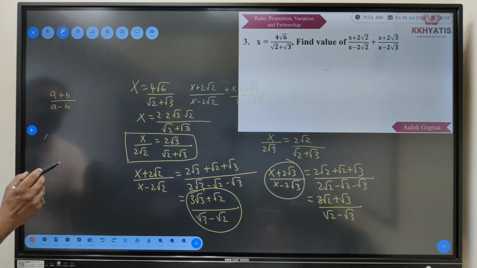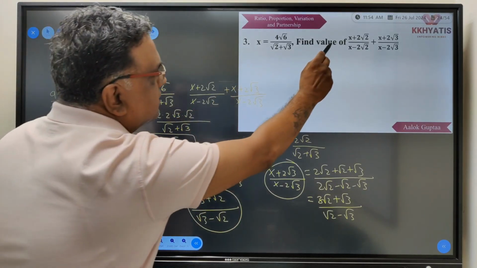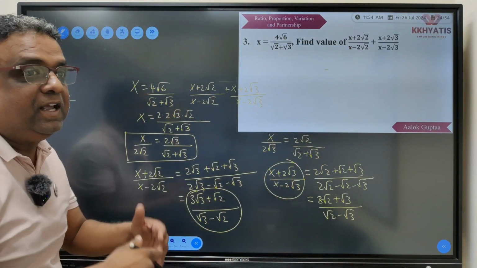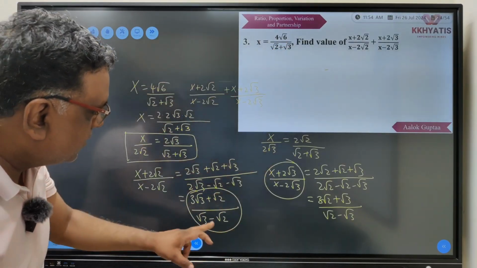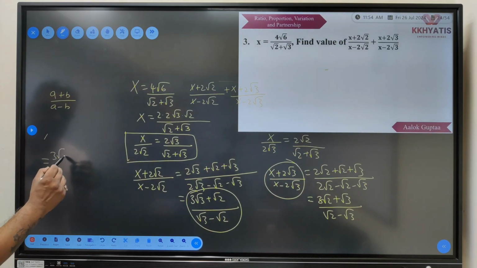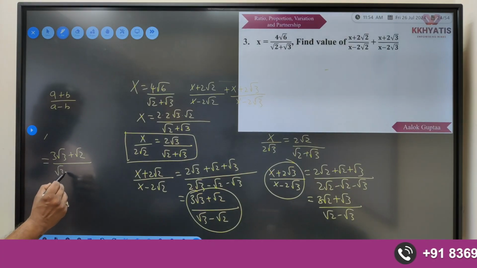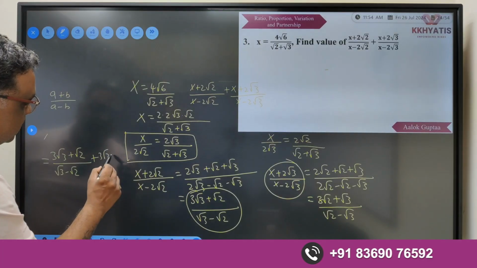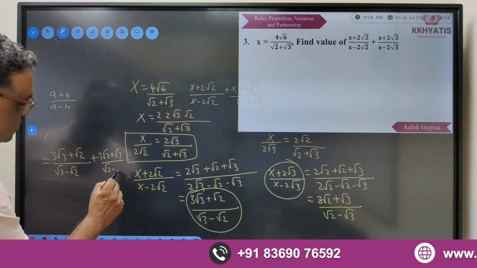So I'll just add these two. So I'm now writing x plus 2 root 2 upon x minus 2 root 2 plus x plus 2 root 3 upon x minus 2 root 3 equals to. I'm just calculating the value of that expression, so I'm just adding these 2. So that becomes equal to 3 root 3 plus root 2 upon root 3 minus root 2 plus 3 root 2 plus root 3 upon root 2 minus root 3.